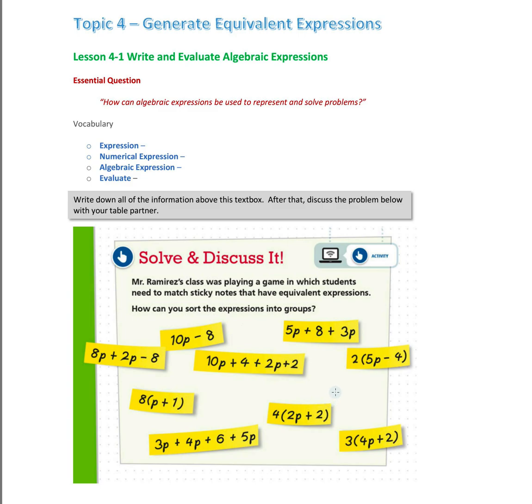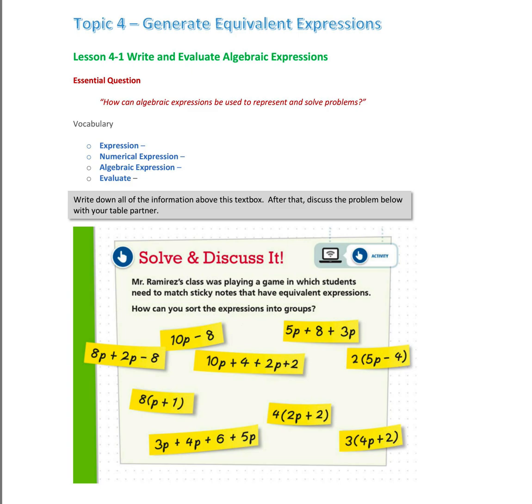But that's one of the key things, is being able to take an expression and simplify it and find out, is it equivalent to something else? And if we can get it in simplest form when we get to solving equations, that's going to help us out quite a bit. We'll make the equations as simple as possible. So let's get into some examples here.